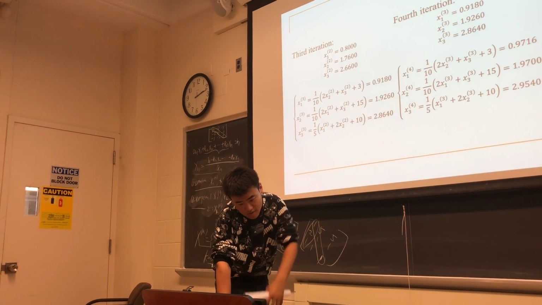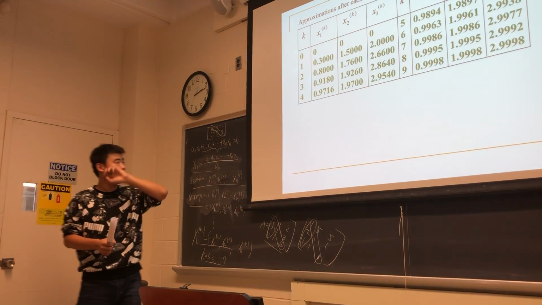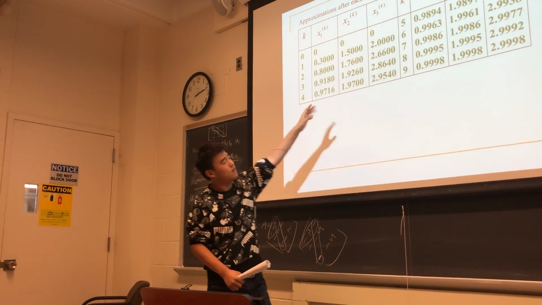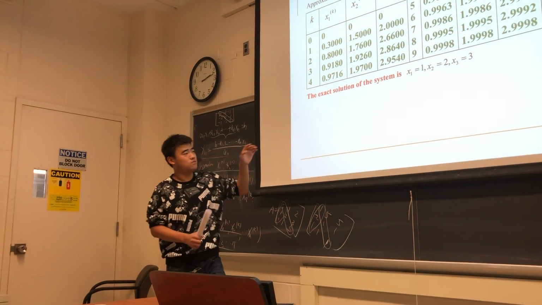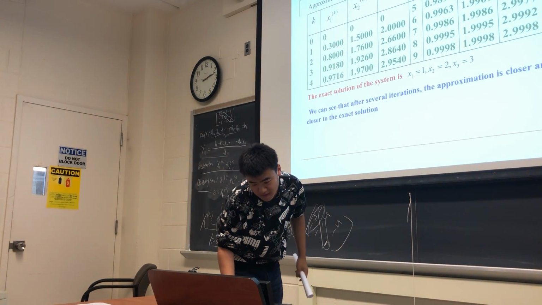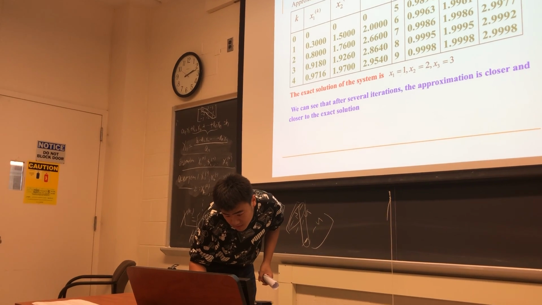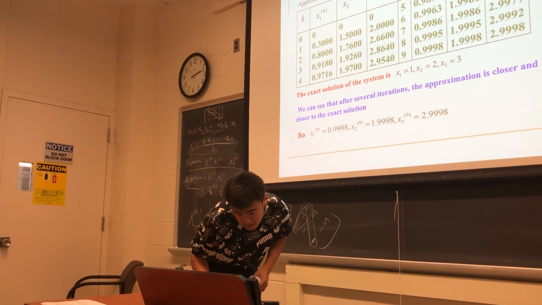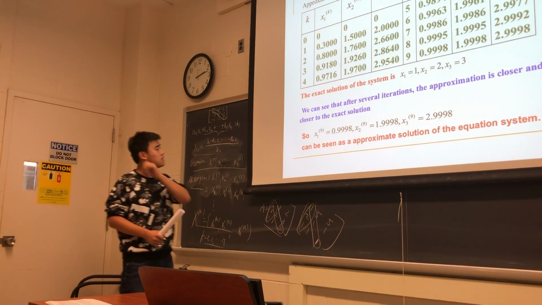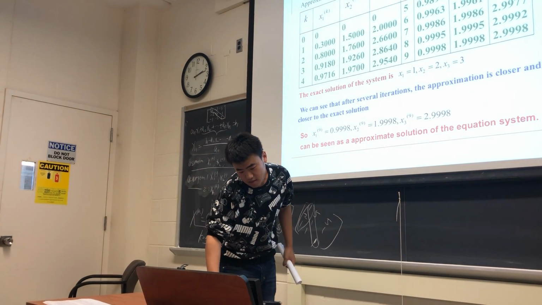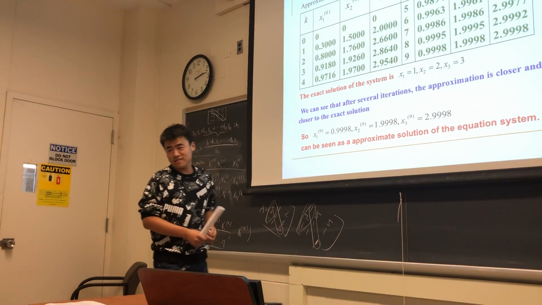And then we continue our iteration, and after 9 iterations, we can get the assumptions are like this. And we know that our exact solution of the system is 1, 2, 3, so we can say that after 9 iterations, we can get an assumption that is very close to our exact solution. So the next assumption of our solutions is the approximate solution of the equation system. And so this is the Jacobi's method.